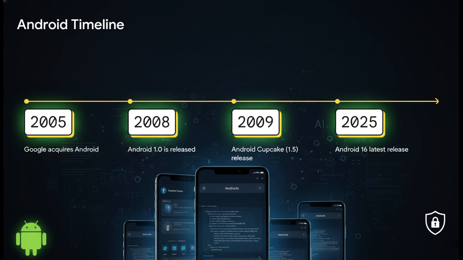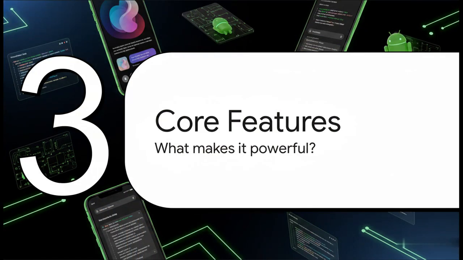The very first commercial release, Android 1.0, dropped in September 2008 on the HTC Dream. Very shortly after, in 2009, we got Cupcake. Fast forward to today, and we're looking at modern releases like Android 16. The big takeaway here is that with every single incremental update, this system has gotten incredibly faster, much smarter, and way more secure.